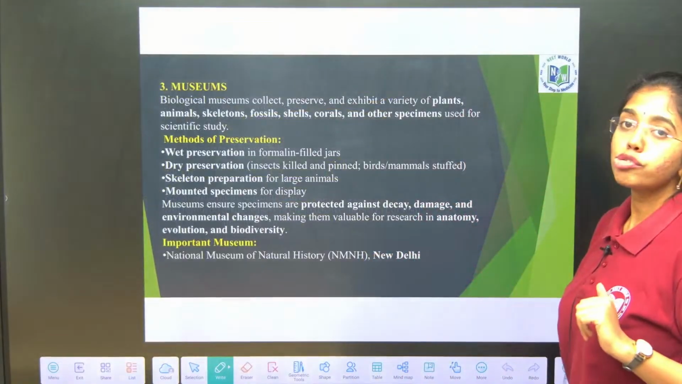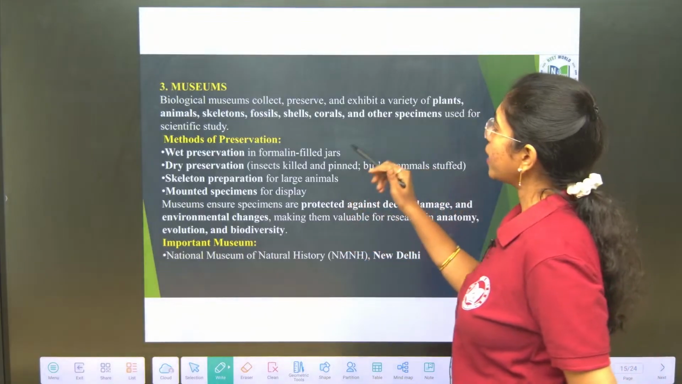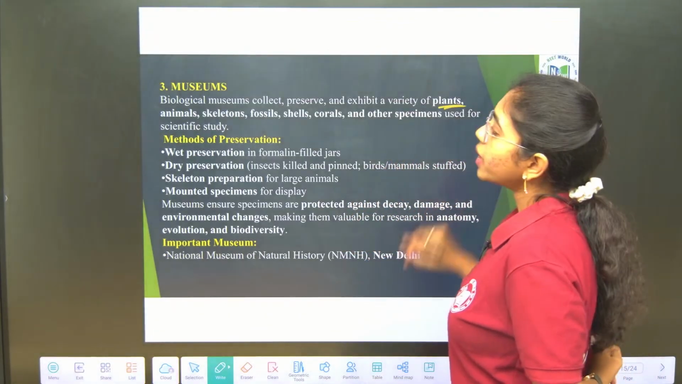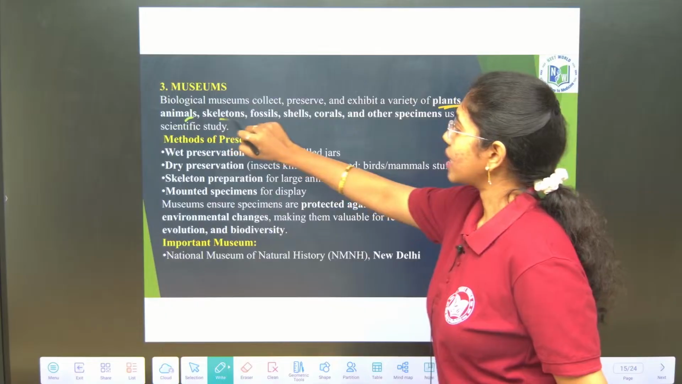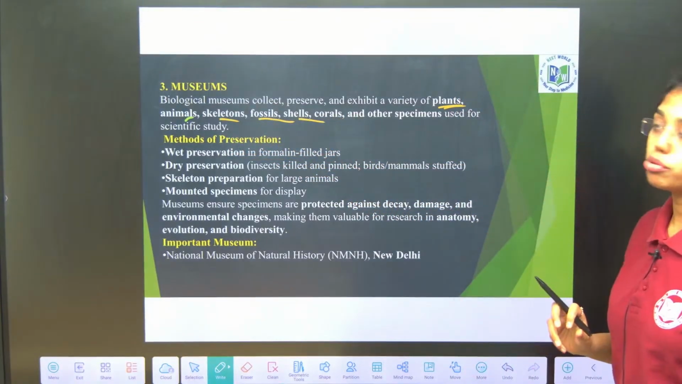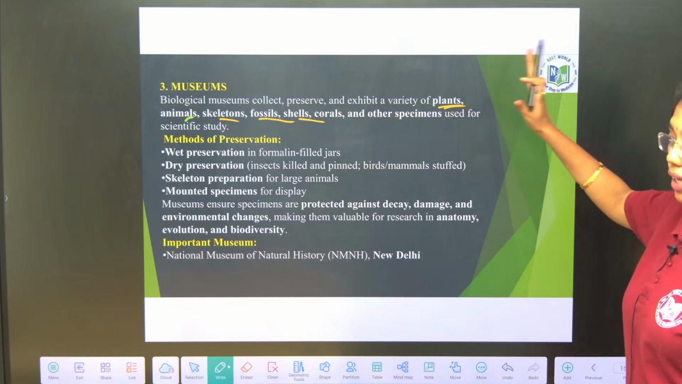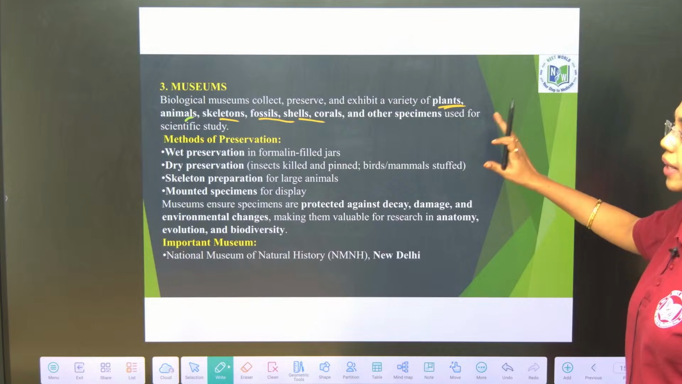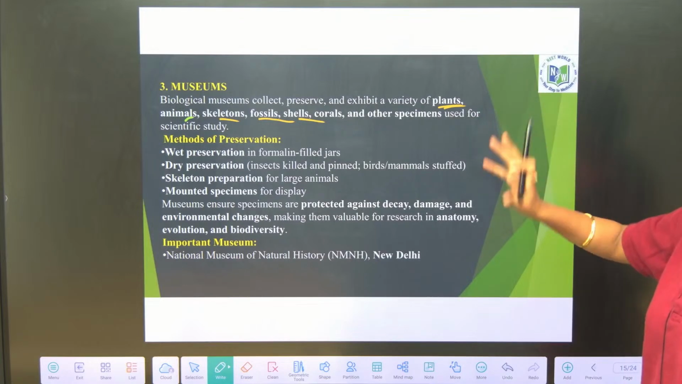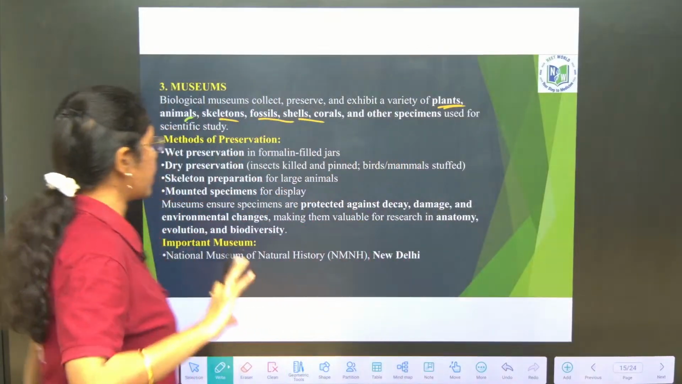And then museum. Biological museums collect, preserve and exhibit a variety of plants, animals, skeletons, fossils, shells, corals and other specimens used for scientific study. What all is preserved in a museum should be highlighted and noted. And what are the methods of preservation that we follow in this taxonomic aid, that is, the museum?